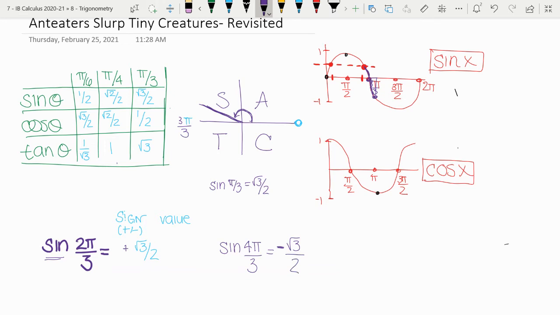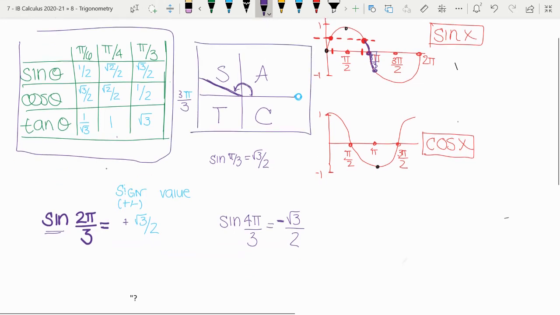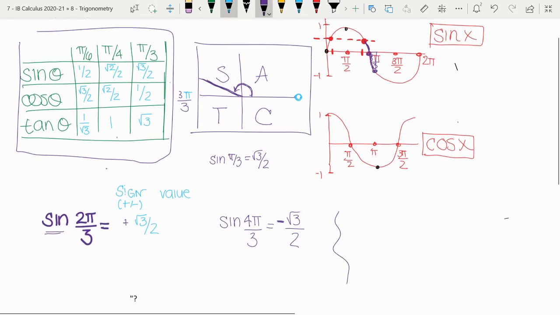Typically, how people answer these questions is they don't look at the period or the cycle of this graph. They tend to just focus on this table and also on what quadrant you're in. So let me do another one. What if I said, what is the sine of, or let's do cosine. What about cosine of 11 pi over 6? Can we get the value of that?